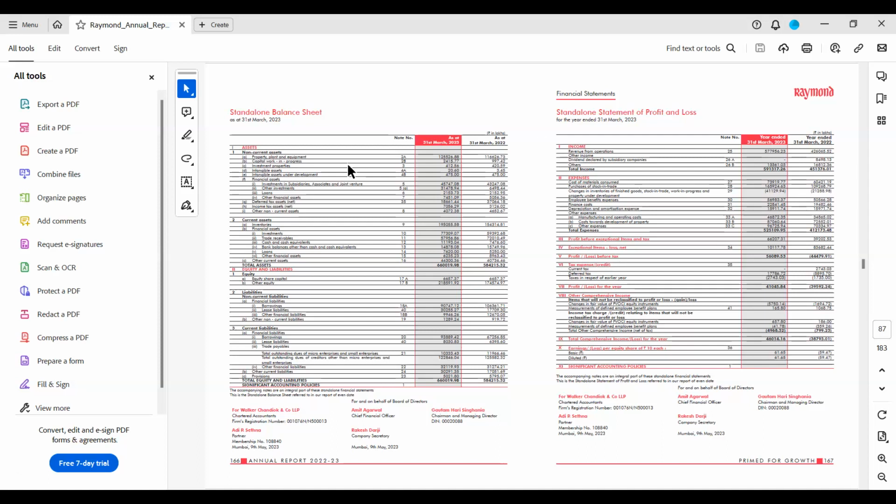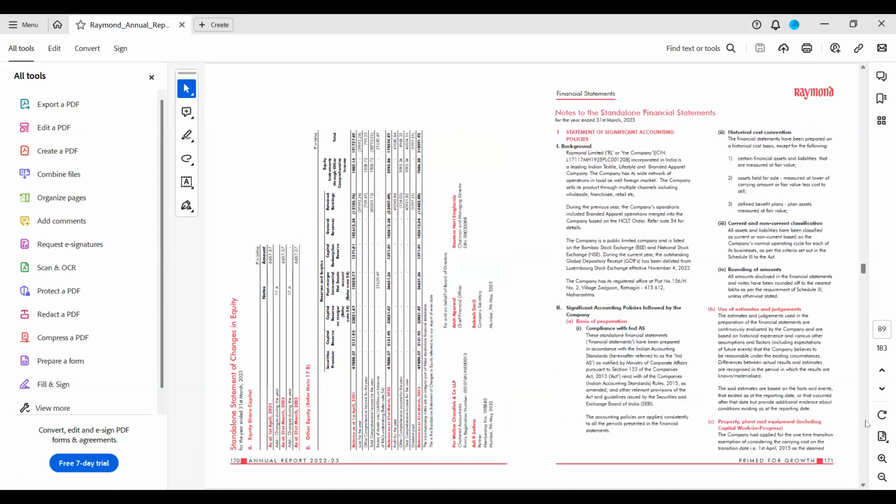But if you see the format, assets is first in the balance sheet. They have given assets, which means they are following Ind AS. Ind AS is applicable here. If you see here on this page, basis of preparation, compliance with Ind AS. They are very clearly mentioning that they have prepared these financials in compliance with Ind AS.